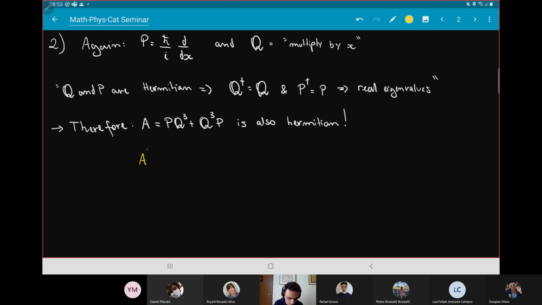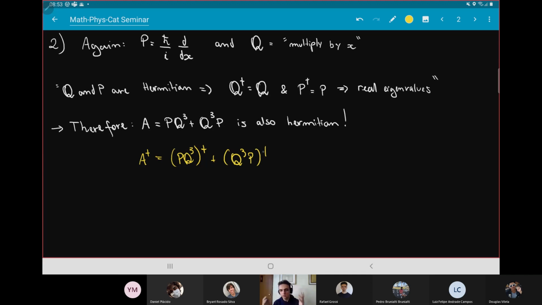You just write the dagger on top of the operator, and you have to remember that the complex conjugate of a sum of operators is the complex conjugate of each individual one taken separately. So this would be (PQ³)† plus (Q³P)†.